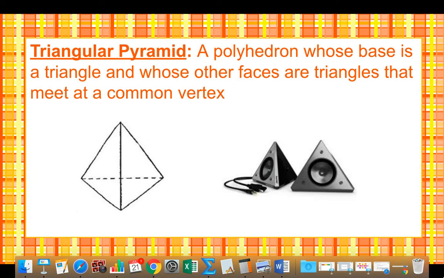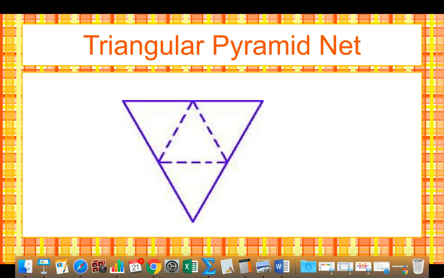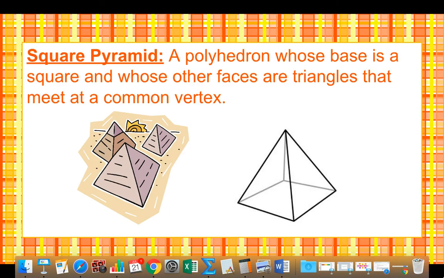We have a triangular pyramid, and that's a pyramid whose base is a triangle. And we have a net for a triangular pyramid. Now, this particular net is a special triangular pyramid known as a tetrahedron because all of the triangles are congruent equilateral triangles. So this is one of our few regular polyhedra called a tetrahedron. In any event, this is the net for a triangular pyramid.